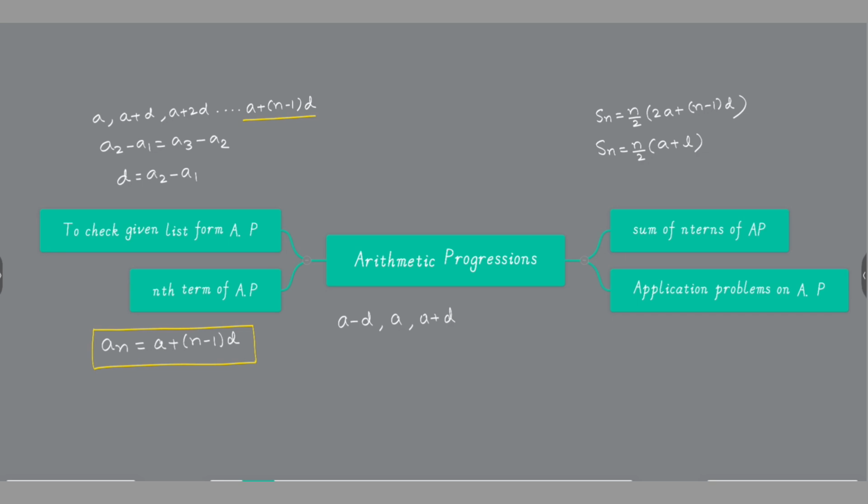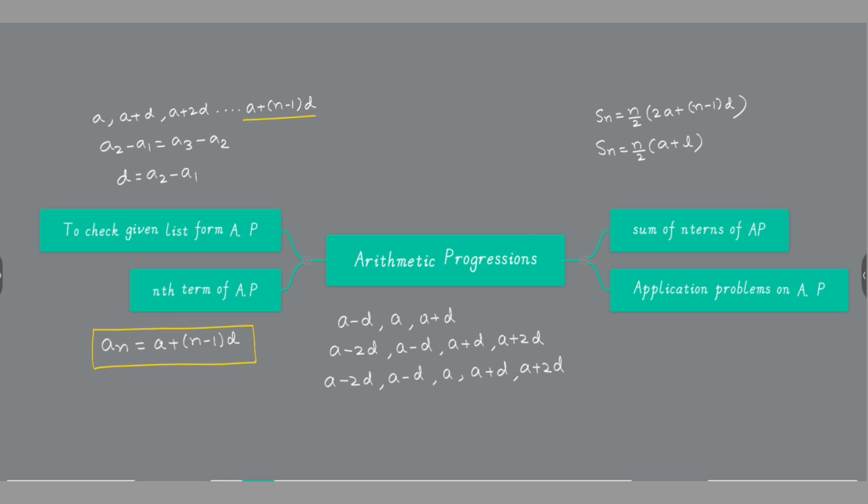If they give 4 terms, we have to take them like this: a minus 2d, a minus d, a plus d, a plus 2d, 4 terms. If they give 5 terms, a minus 2d, a minus d, a, a plus d, a plus 2d, 5 terms. So in this way, terms should be taken whenever the sum of 2 terms, 3 terms, 5 terms, or 4 terms is given, so that we get the solution very easily.